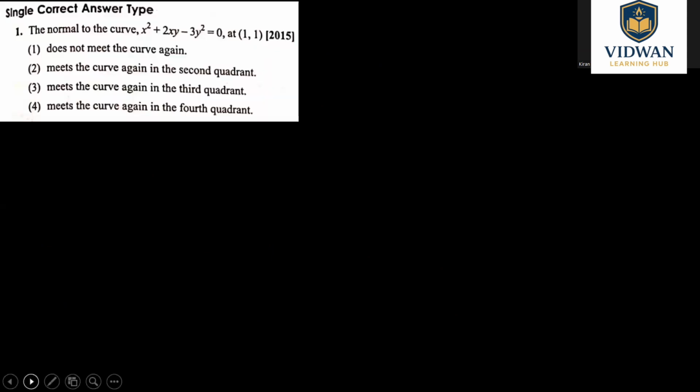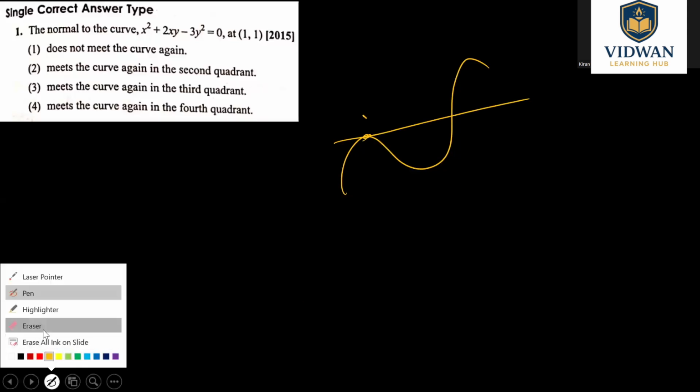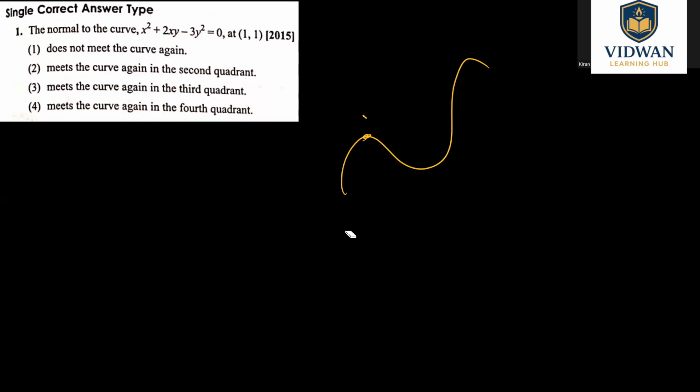Right. So all of you try the first question. The normal to the curve at (1, 1) satisfies which of the options? So some random curve you can draw. They're saying normal to the curve. This is the tangent, but they're talking about the normal. Okay. So how do you draw a normal? The normal meets the curve again or not, we have to check. So for example, this is the tangent and this is the normal.